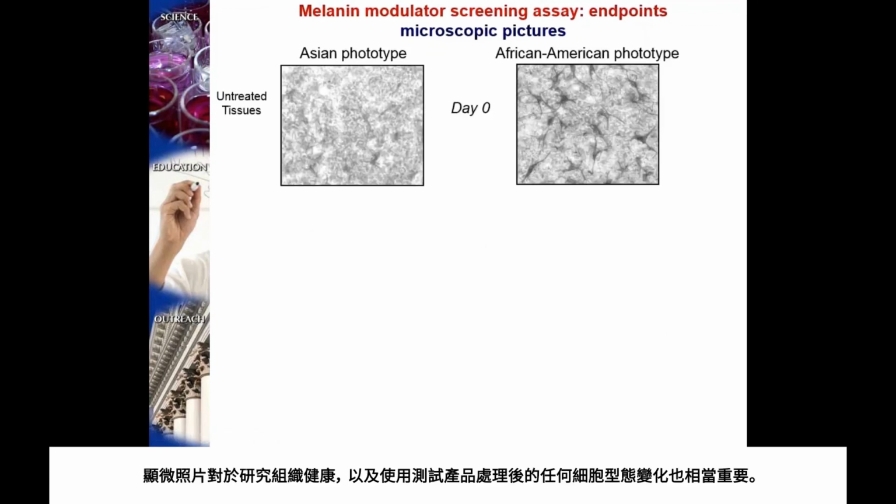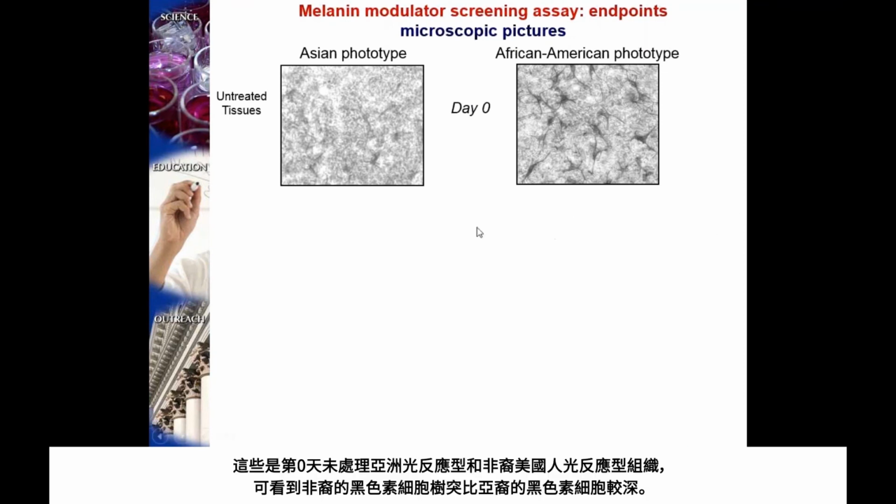Microscopic pictures are also important to look into the health of the tissue and any morphological changes in the cells after treatment with the products of interest. These are untreated tissues at day 0 for the Asian phototype and African American phototype, where you can see that the melanocytes show visible dendrites that are much darker compared to the melanocytes in the Asian phototype.